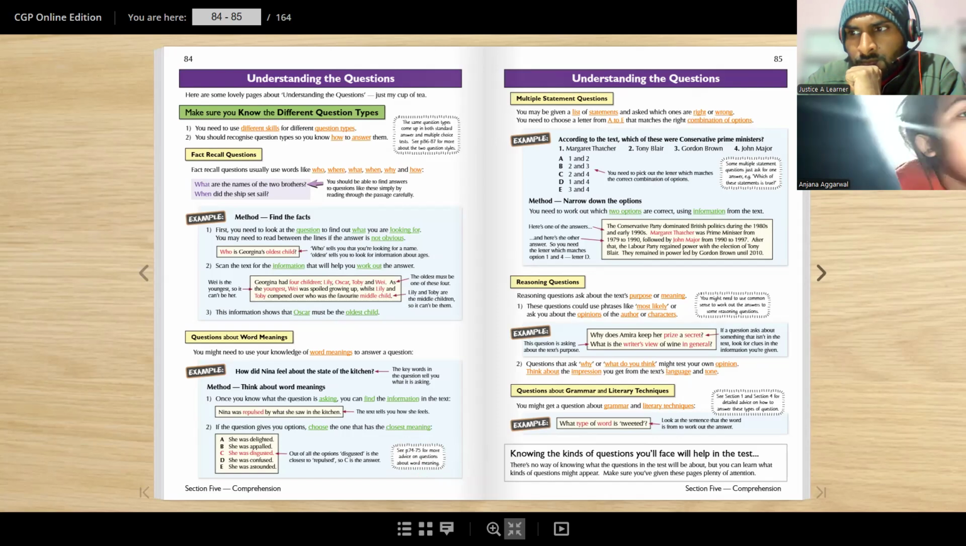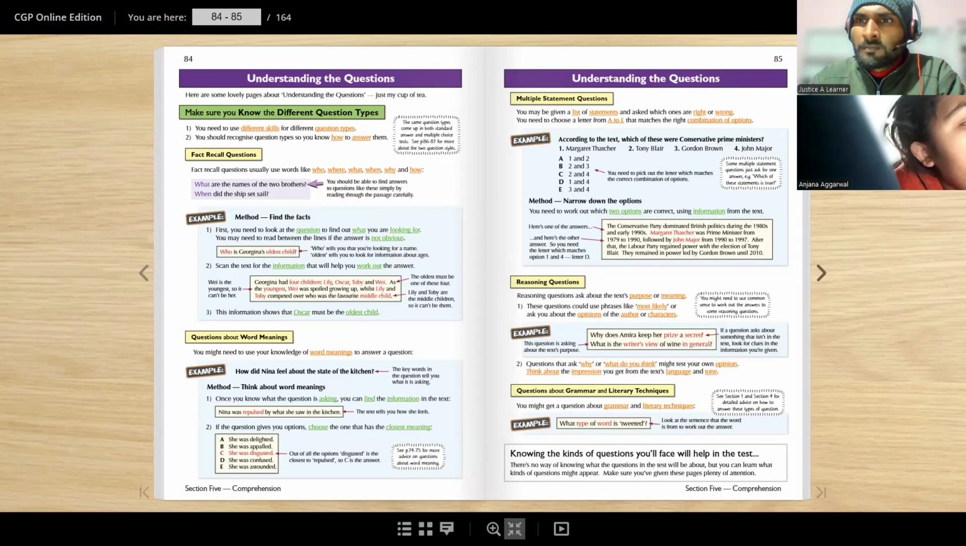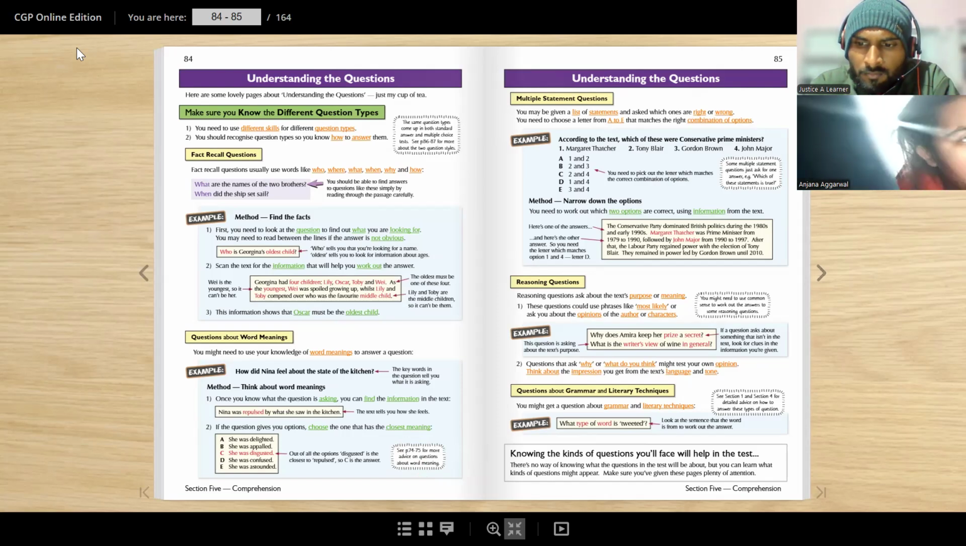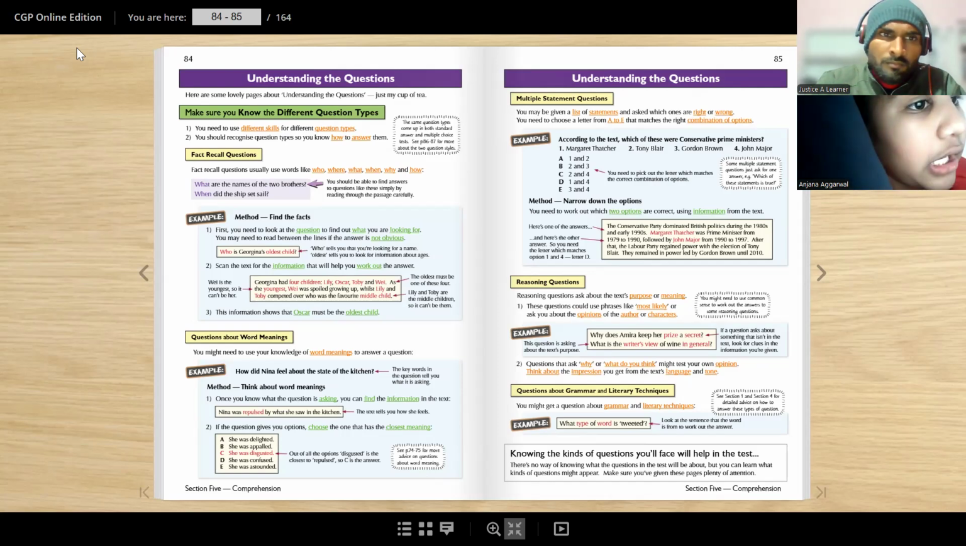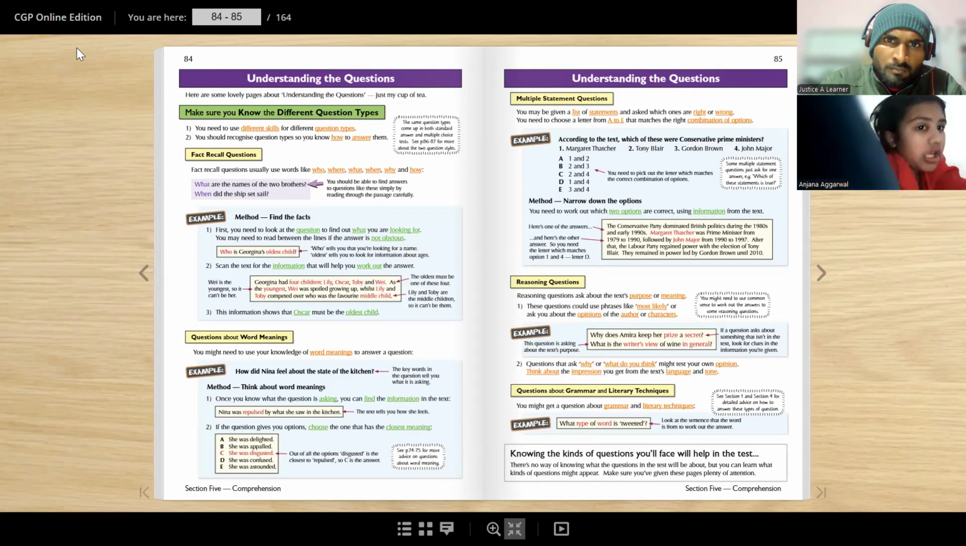Understanding questions. Multiple statement questions. You may be given a list of statements and asked which ones are right and which ones are wrong. You need to choose a letter from A to E that matches the right combination of options. According to the text, which of these were conservative prime ministers? Margaret Thatcher, Tony Blair, Gordon Brown, John Major. You need to pick out the letter which matches the correct combination of options.